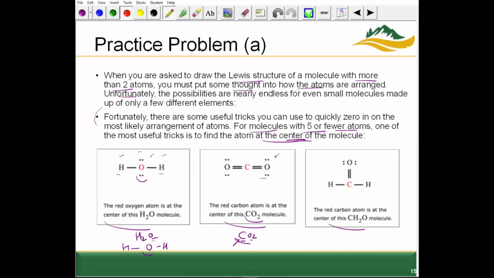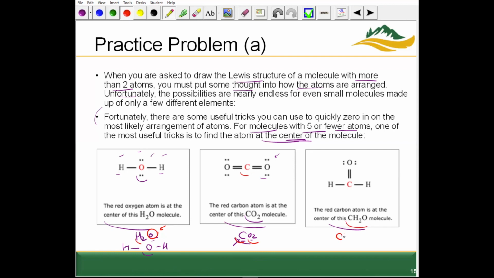It's the unique atom. We have two H's, but just one O. The O goes in the middle. We have two O's, but just one C. The carbon, the C, goes in the middle.